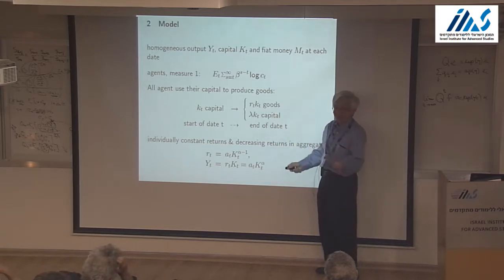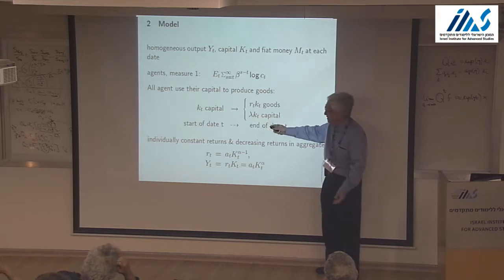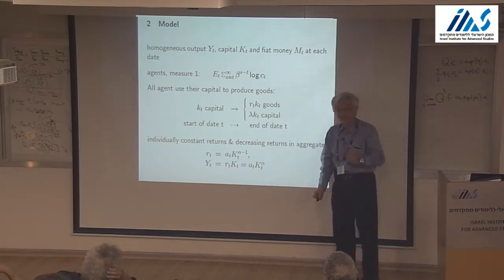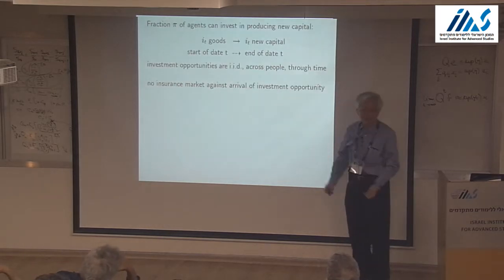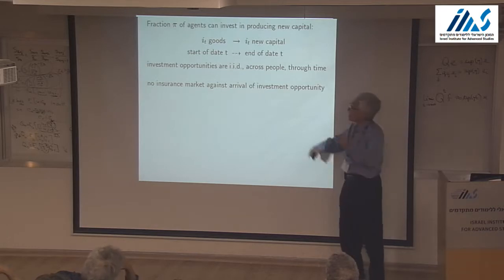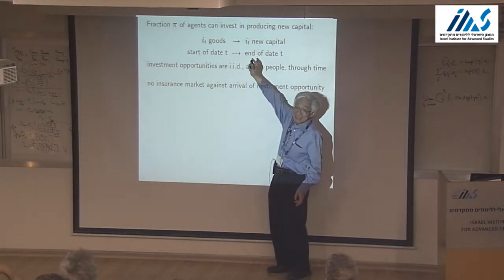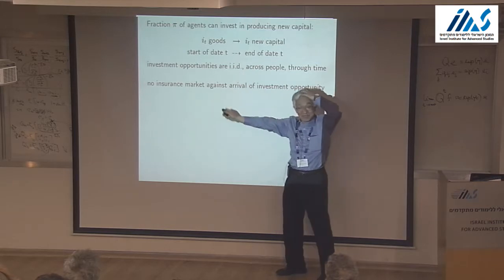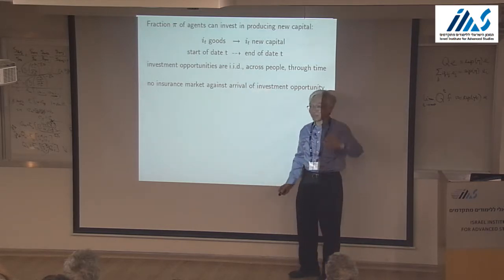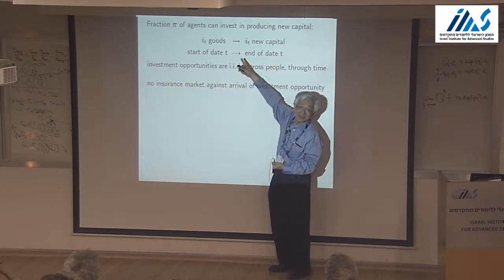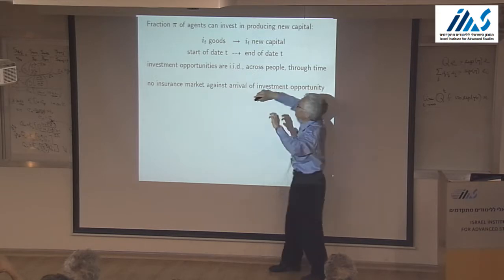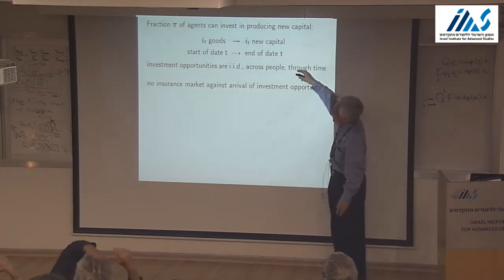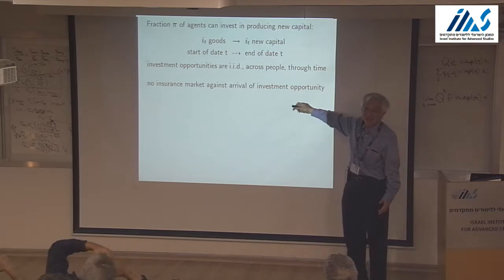In order to have borrowing and lending, you need some heterogeneity, as you said. The heterogeneity is that the capital stock depreciates, therefore somebody has to invest, right? But not everyone has an investment opportunity. That's the heterogeneity. So a pi fraction of individuals, IID, have an investment opportunity. They can convert goods into capital at the end of the period, one-to-one. It's a constant returns to scale capital production technology. But not everybody has that. Pi is a small number, so a one minus pi fraction are natural savers who don't have any investment opportunity. And also, we shut down insurance against the investment opportunity.